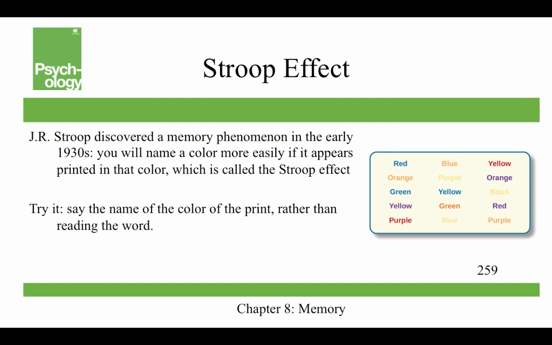Your book talks about the Stroop effect at this point. J.R. Stroop discovered a memory phenomenon that you name a color more easily if it appears printed in that color. And that's something called the Stroop effect. So this is something that you can try. I've seen t-shirts with it too. But it's difficult to say the name of the color rather than reading the word. And so this is really more of a demonstration of interference, though, between two competing responses. I don't know why they discuss it in sensory memory, but that's a difficult task.